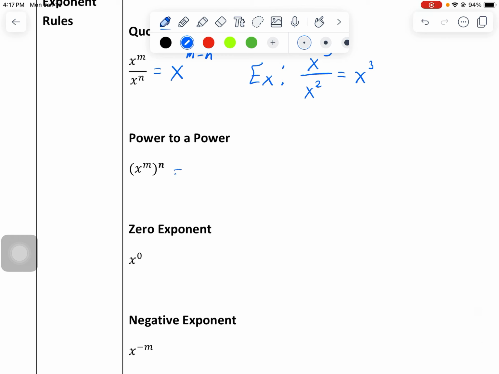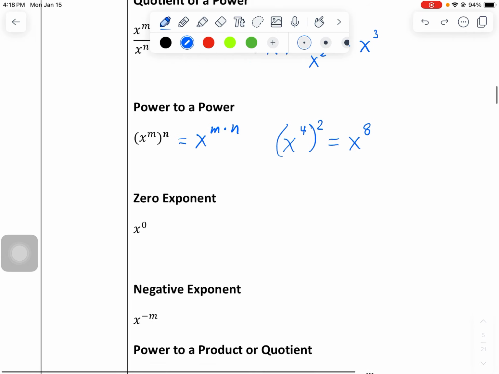Power to a power ends up being a multiply situation. So it's m times n. So if I do x to the fourth, squared, that's the same as x to the fourth times x to the fourth, or in this case, x to the eighth, because you would take 4 times 2, that would give you 8. You just multiply those when it's power to a power.